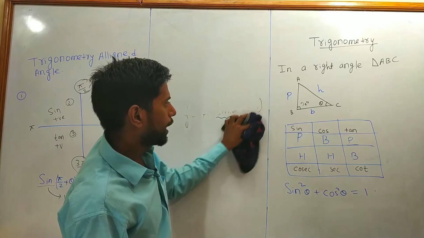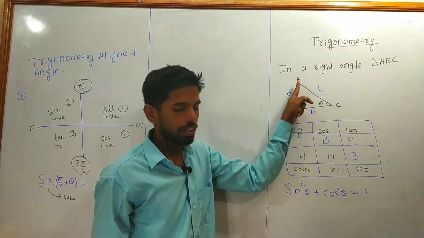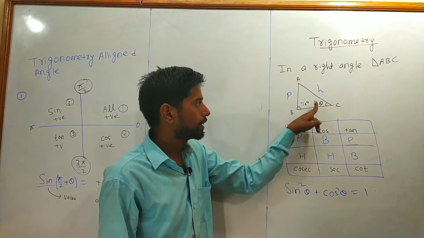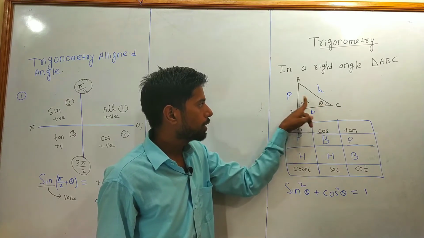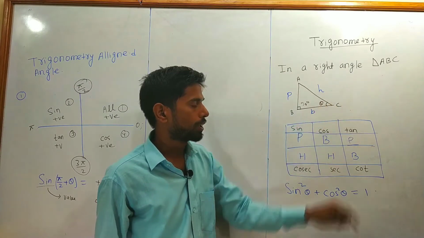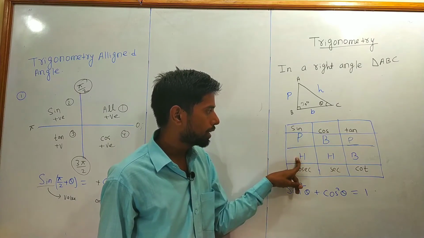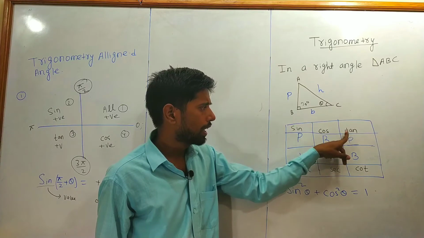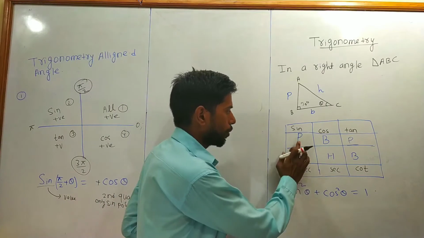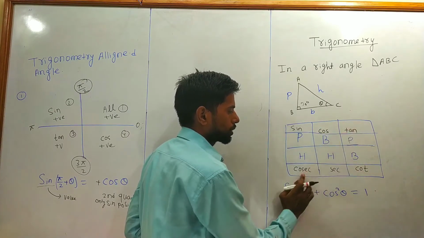As you have already studied in class 10th, if this is a right angle triangle, right angle at B, and I have taken theta angle, then opposite of theta is called perpendicular. This is base and this is hypotenuse. You already know the formulas: sin theta is equal to perpendicular by hypotenuse, cos theta is base upon hypotenuse, and tan theta is perpendicular by base. You know this mnemonic: Pandit Bhula Prasad Hari Hari Bol. Sin cos tan, cosec sec cot.